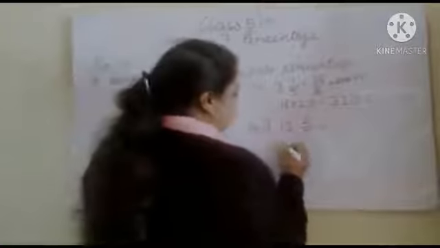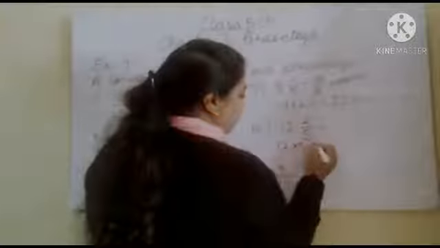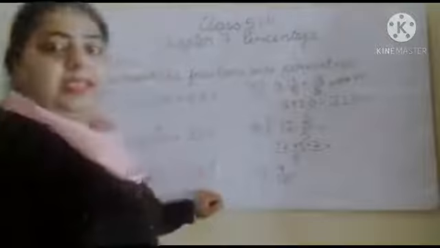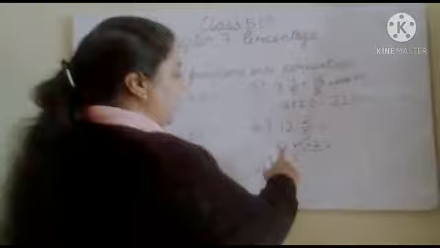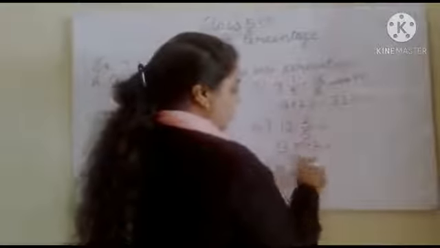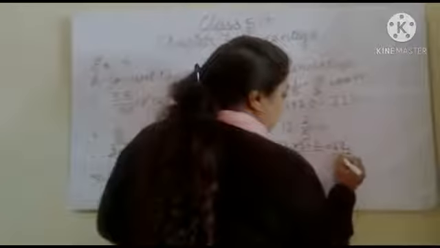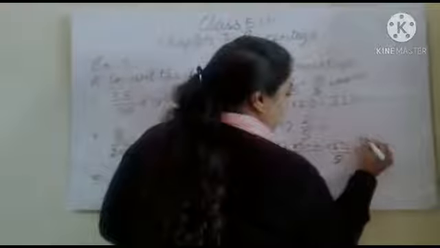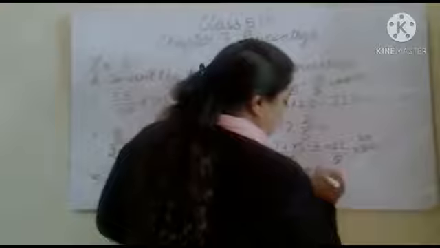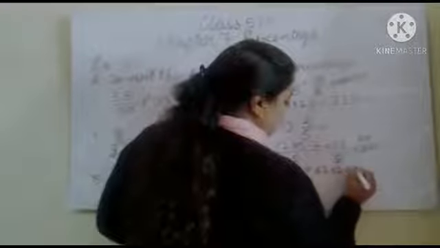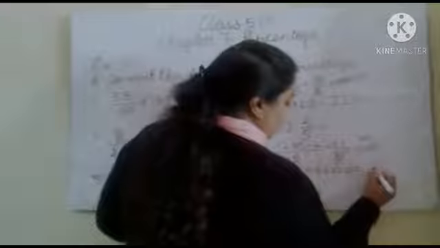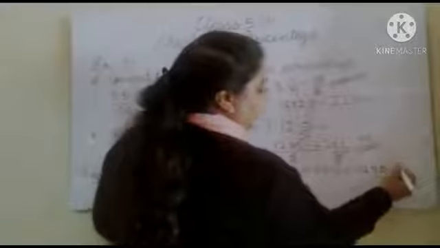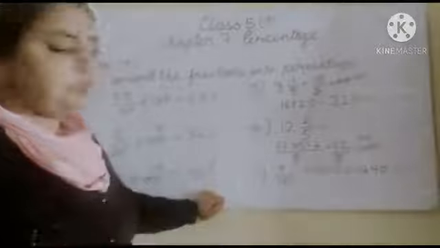Now 12 2 upon 5. So 12 into 5 plus 2 and 5. 12 को 5 से मल्टीप्लाई करेंगे और उसमें 2 ऐड करेंगे. 12 5s are 60 and 2, 62 upon 5 and into 100. 20. So 62 into 20. 2 twos are 4 and 12 and 0. 1240%.